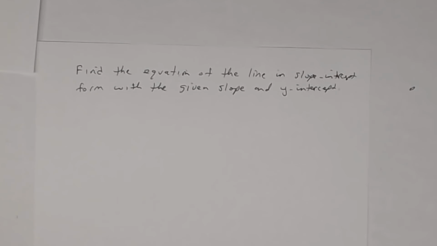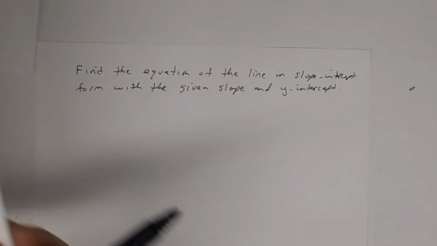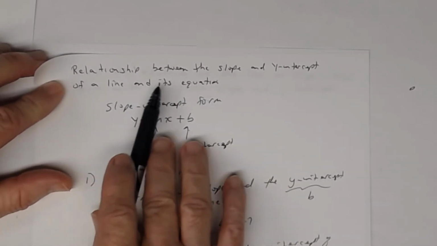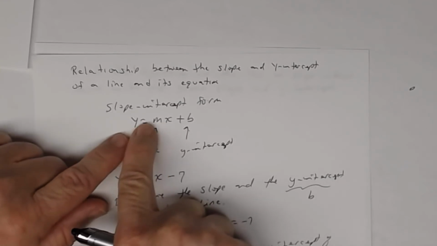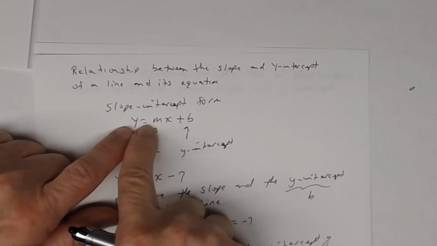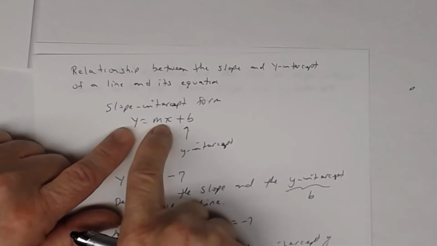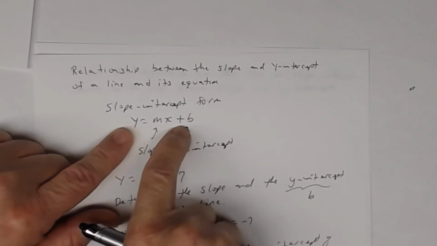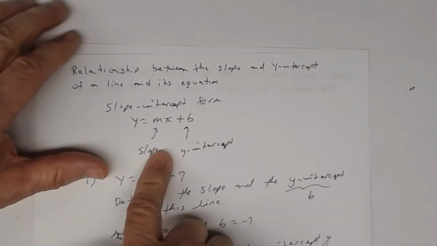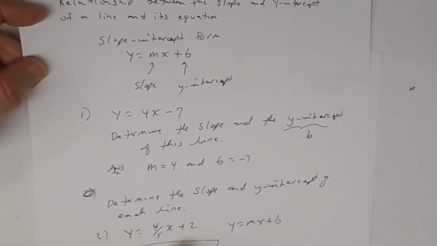Okay, so now here's the directions. We are still using this fact right here: the relationship between the slope and y-intercept of a line and its equation. In the equation y equals mx plus b, where you get y by itself, the slope is the coefficient of x, and your y-intercept is this constant. So that's the relationship between the equation of a line and the slope and y-intercept. We're using that fact in all these problems.